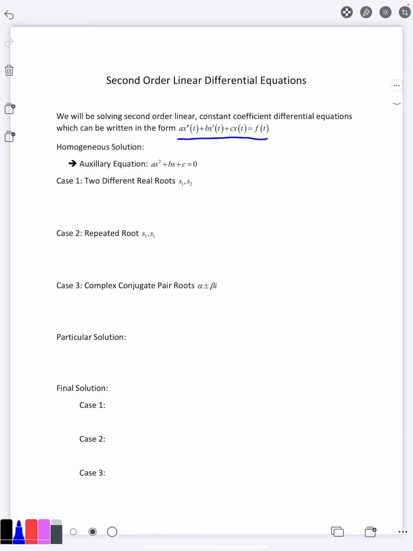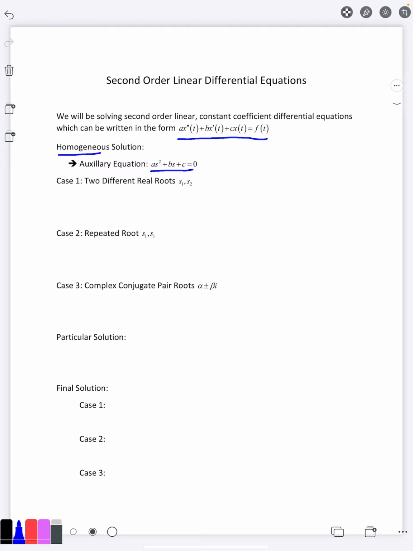But if we look at homogeneous equations where the right-hand side equals 0, we're going to take our differential equation and turn it into a polynomial. This is called the auxiliary equation or auxiliary polynomial. Basically, for every derivative you have, you replace it with a power of s. So x double prime becomes s squared, x single prime becomes s, and x with no primes, it just goes away, and we have our coefficient. So we get a s squared plus b s plus c equal to 0.